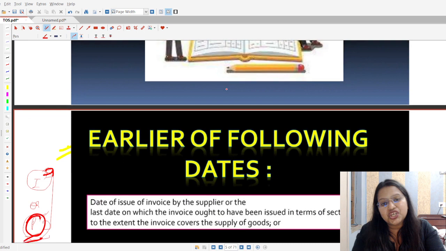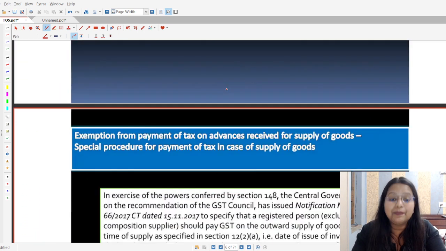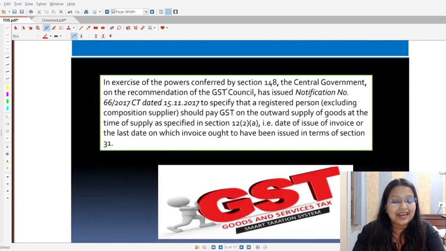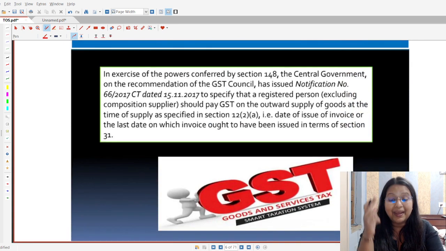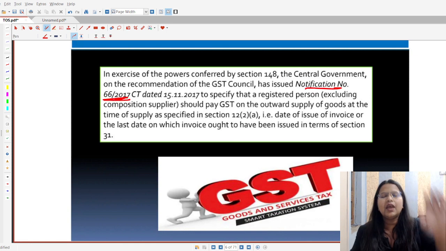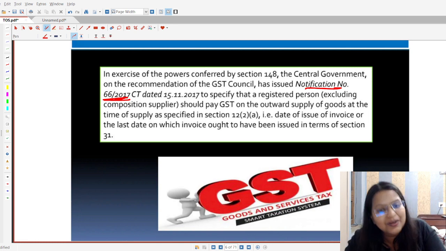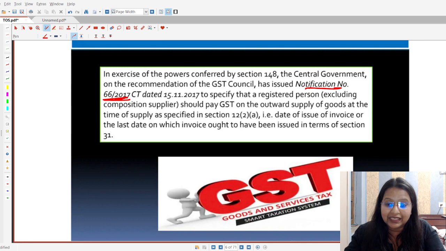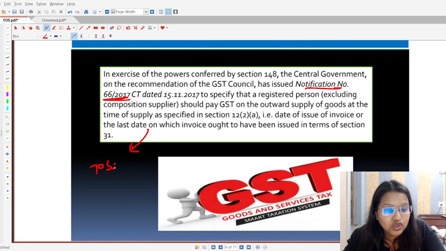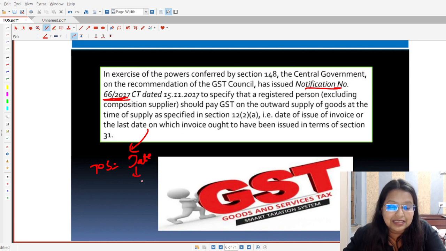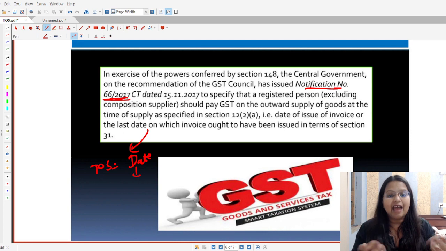Now, as per section 12 subsection number 2, I or P, whichever is earlier, but there is a notification about this point. Which notification number? I told you notification number here is very important. That is notification number 66 by 2017, which said bye bye to the P, that is payment. So it said that now as per notification number 66 by 2017, central tax dated 15th November 2017, the time of supply of goods shall be the date of invoice. That is the date on which the invoice has actually been issued, or the last date on which the invoice ought to have been issued by the supplier as per section 31.